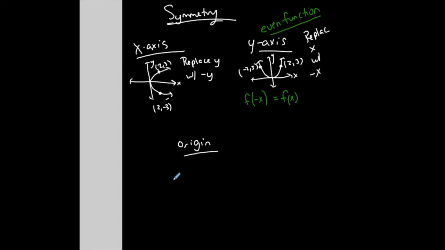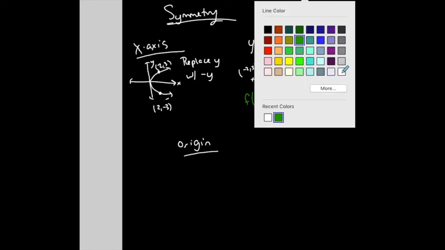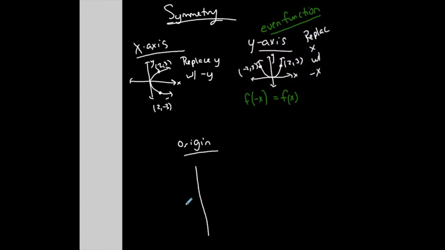Origin. So a graph that is symmetric to the origin looks like this. I mean, there are other graphs, obviously, too, but this is something that is only symmetric to the origin. So if I have a point here, let's say (2, 3), symmetric over the origin, that means I could flip it over the origin, which is the center of these axes, onto the opposite side, right? And it'll land right on top of the other side of the graph.